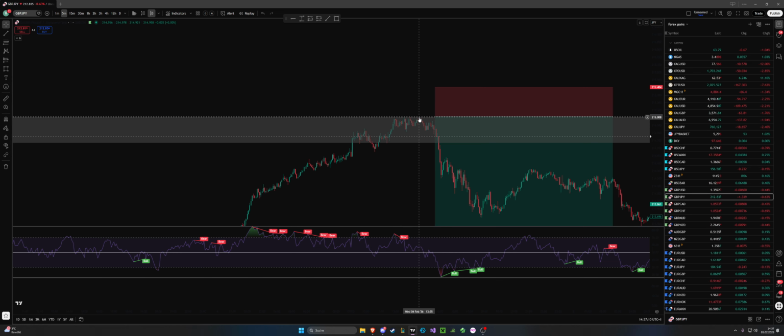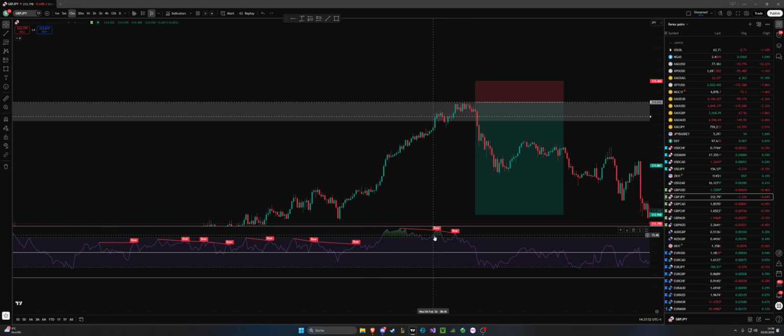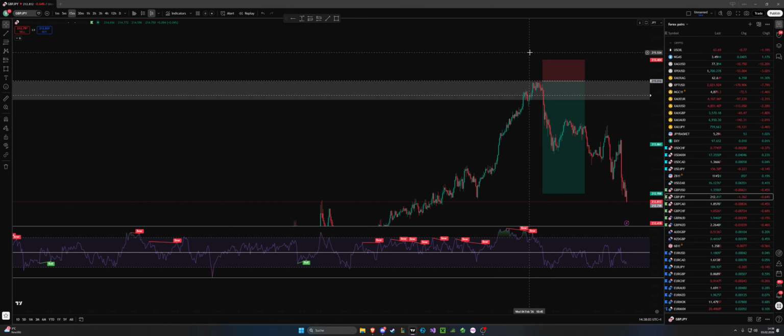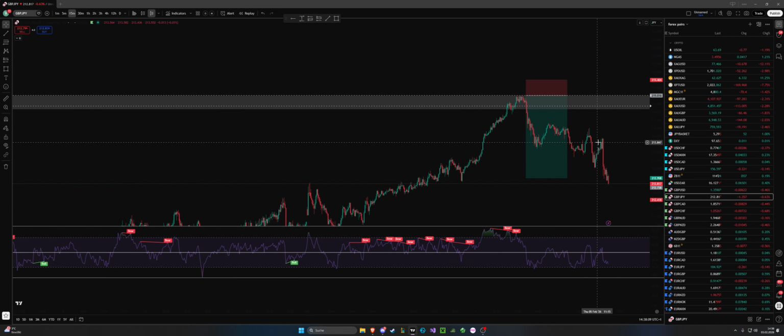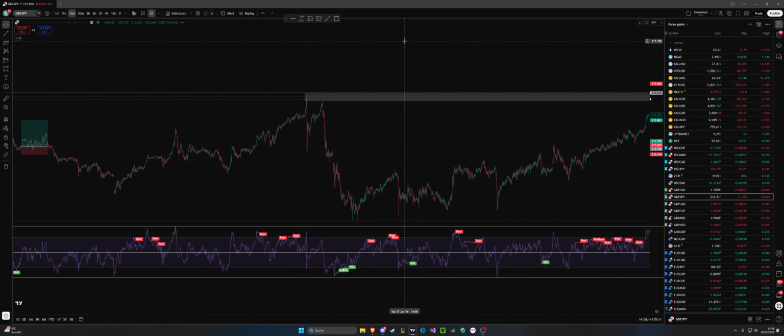So we can see here, price making equal highs, RSI is above the 70 reading, and it's making lower highs, lower highs, lower highs going down. And then what do we get? Price doesn't push further, but we get a big puke down. And this is essentially an A+ scenario to trade a divergence.